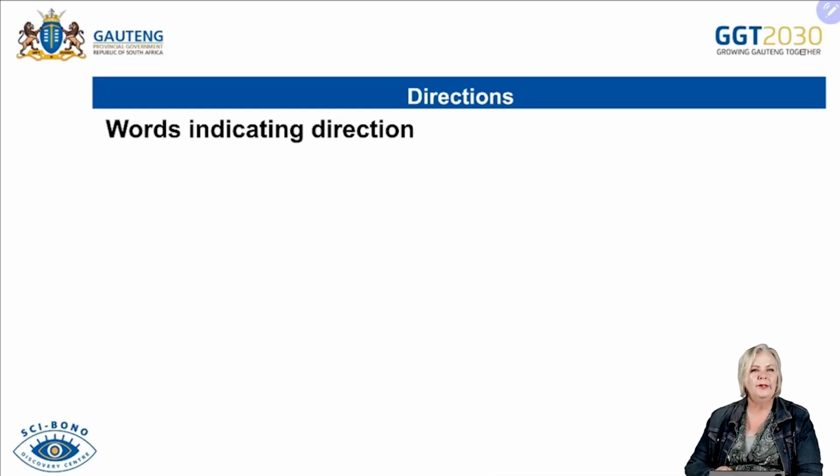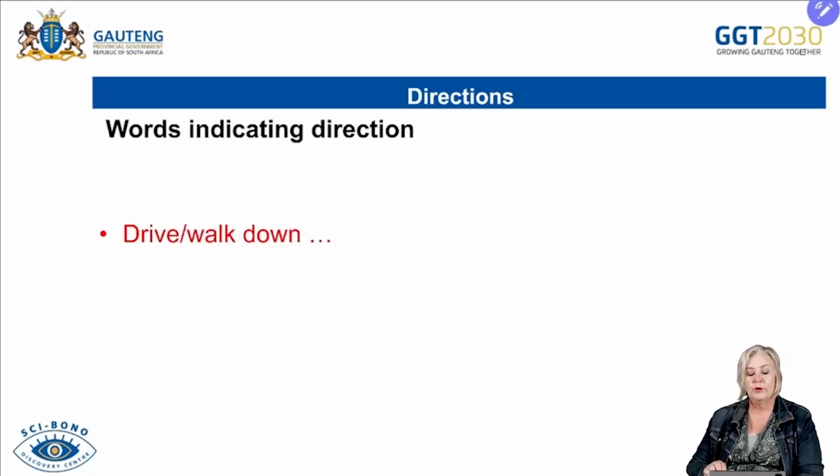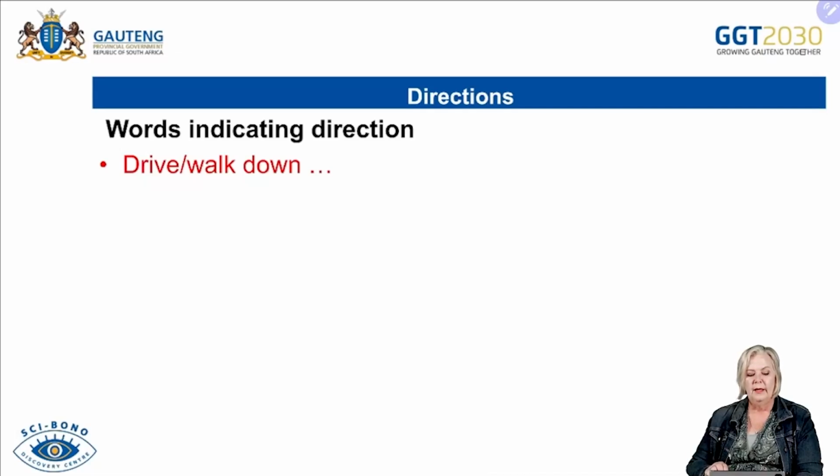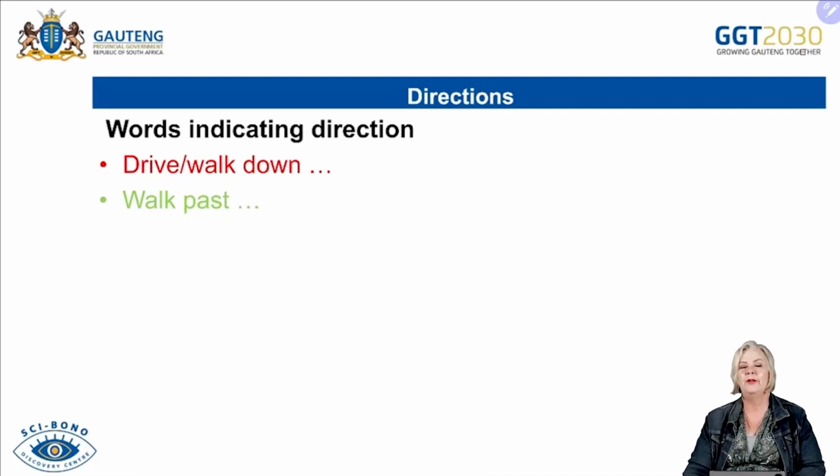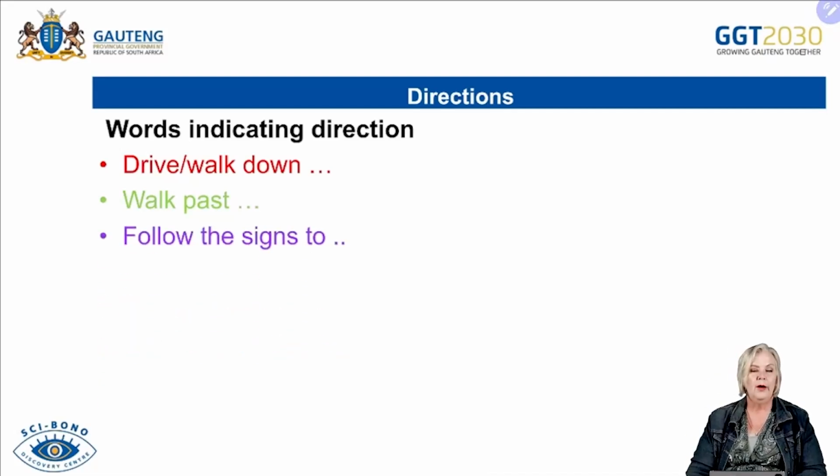Let's take a look at words indicating direction. And it's actually worth memorizing some of these words if you decide to choose this topic. You will see that we start each step with a direction or an action word. Drive or walk down, and then you include the direction. Walk past if you want to indicate whether you have to pass a specific landmark in that area. Follow the signs to. That's another one that you can use.